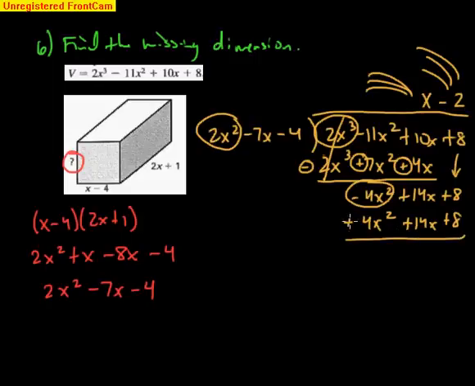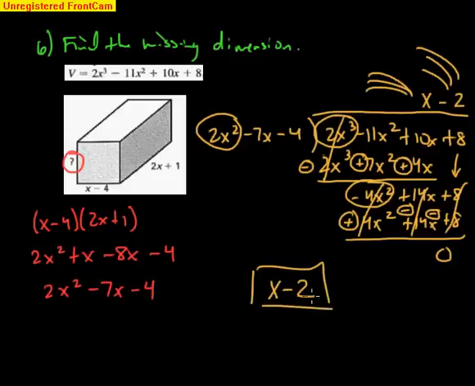I draw my line, I change my signs, and lo and behold, cancel, cancel, cancel, your remainder is 0. And that's what you should expect, because these three numbers multiply to get that volume equation, so they should each be a factor of that volume equation, which means the remainder is 0. So your missing dimension is x minus 2.